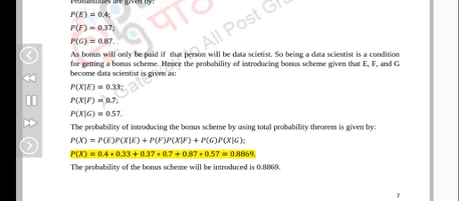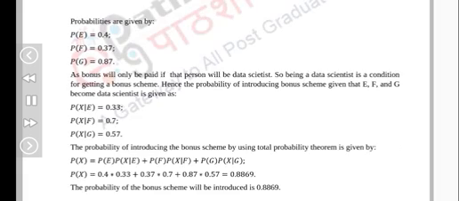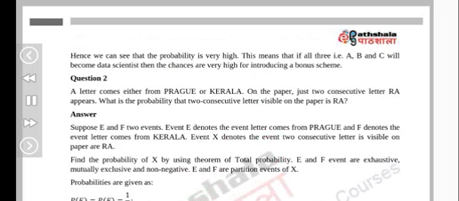P(X) equals 0.4 times 0.33 plus 0.37 times 0.7 plus 0.87 times 0.57 equals 0.8869. The probability that the bonus scheme will be introduced is 0.8869. Hence we can see that the probability is very high. This means that if all three, i.e., A, B, and C, become data scientists, then the chances are very high for introducing a bonus scheme.